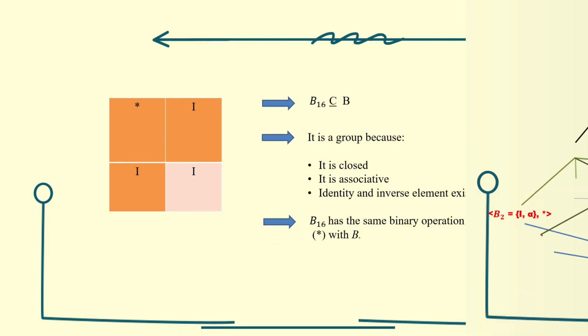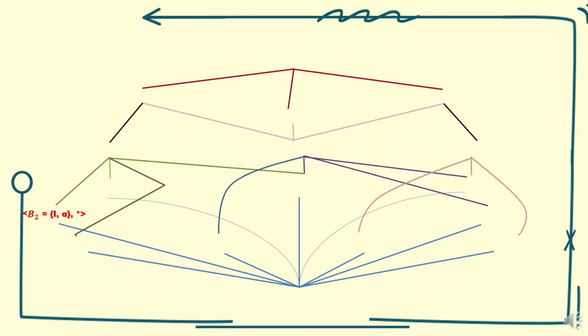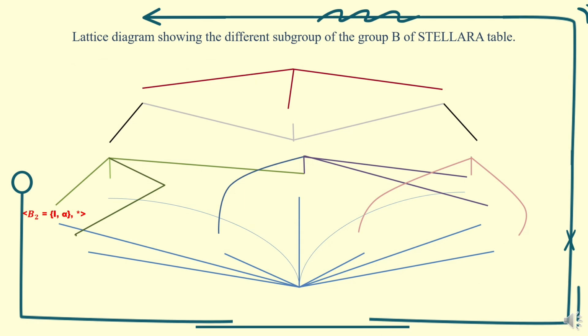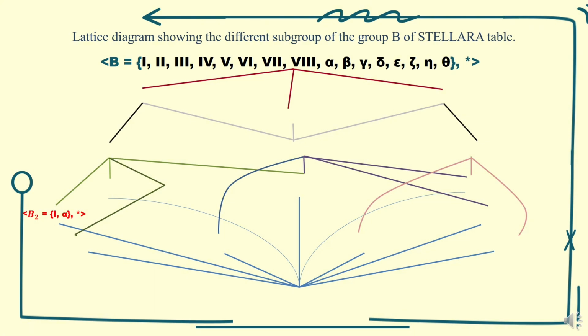So this is a lattice diagram showing the different subgroups of the group B of the star table. Group B is equal to the set of 1, 2, 3, 4, 5, 6, 7, 8, alpha, beta, gamma, delta, epsilon, zeta, eta, and theta under the binary operation star is a group structure.